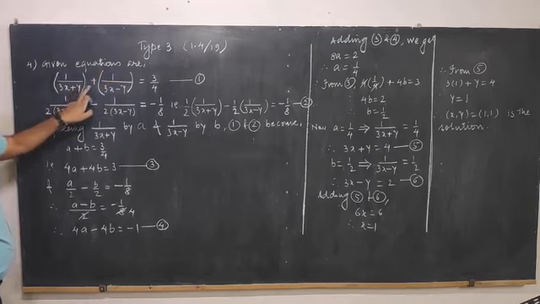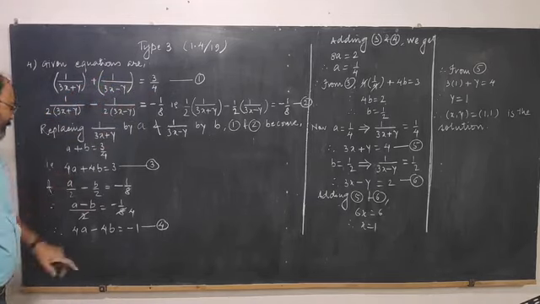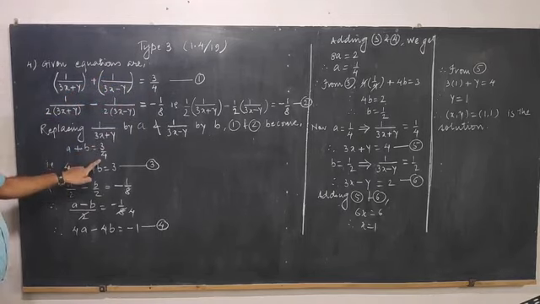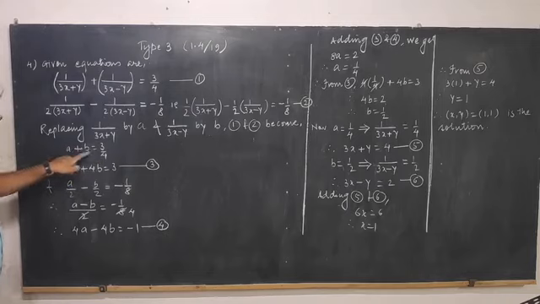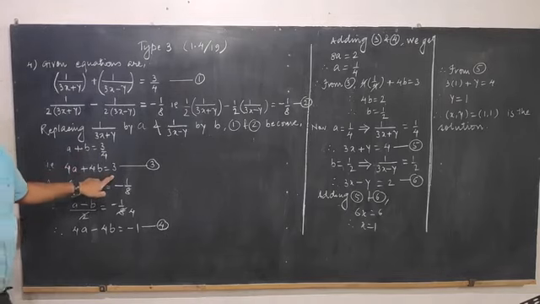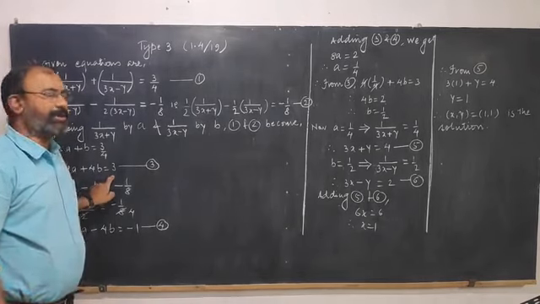So this equation becomes a plus b equal to 3 by 4. Cross multiply, and you get 4a plus 4b is equal to 3. This is the easier equation to be solved.